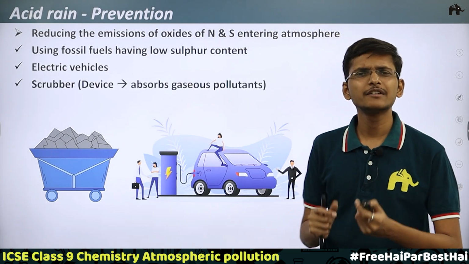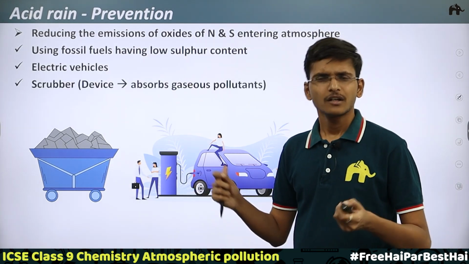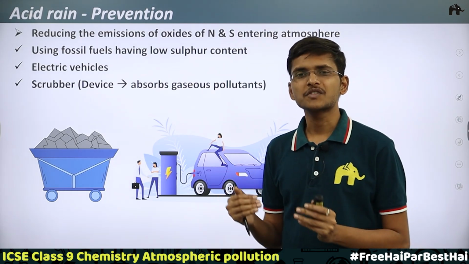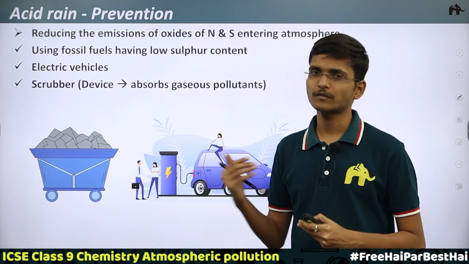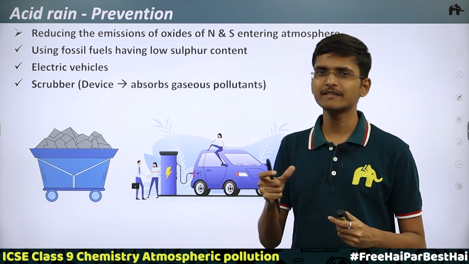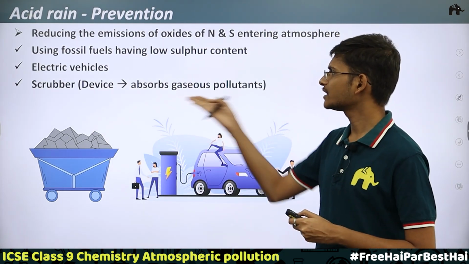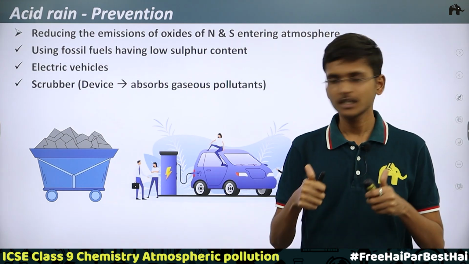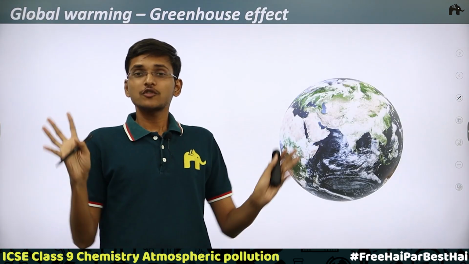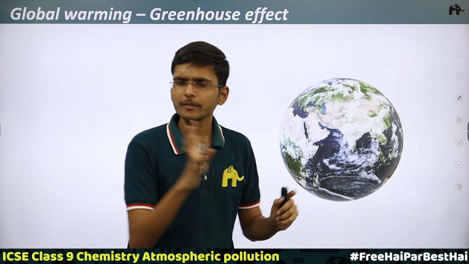And the last one is, we can use a scrubber to reduce or control the emissions of these oxides, because a scrubber is a device which absorbs gaseous pollutants. Clear? So now let's move on to the second topic of this chapter.